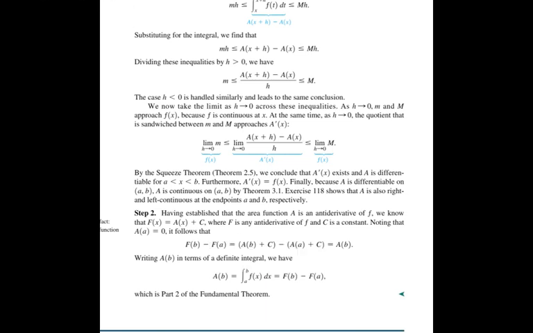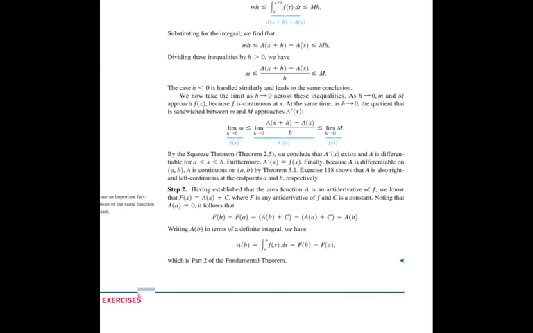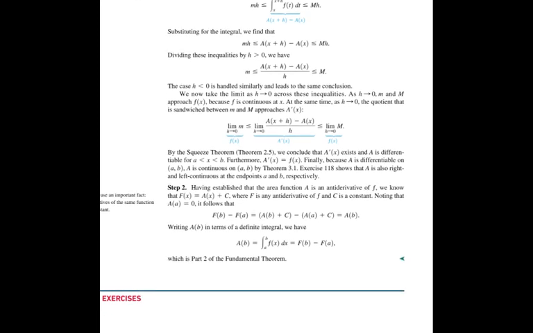Having established that the area function A is an antiderivative of f, we know that the function F of x is going to be the area function A plus some constant, where F is any antiderivative. Noting that A of a is 0, it follows that F of b minus F of a is going to be A of b plus C minus A of a plus C. We're just doing a direct application of this.